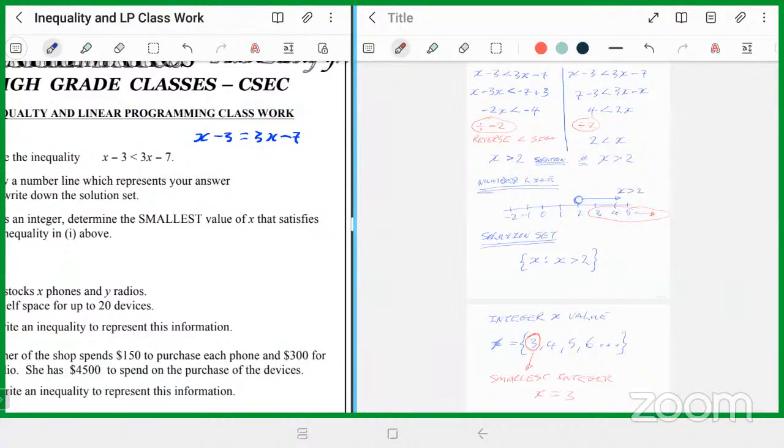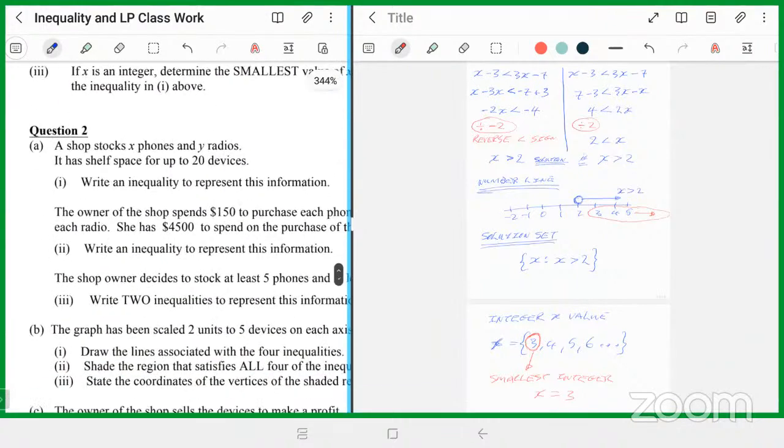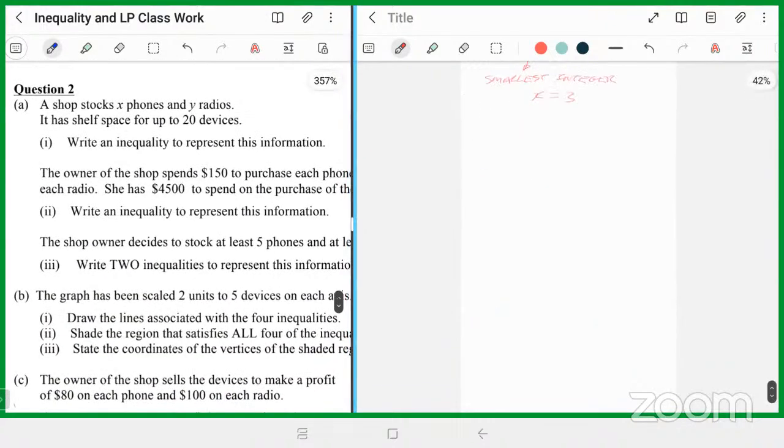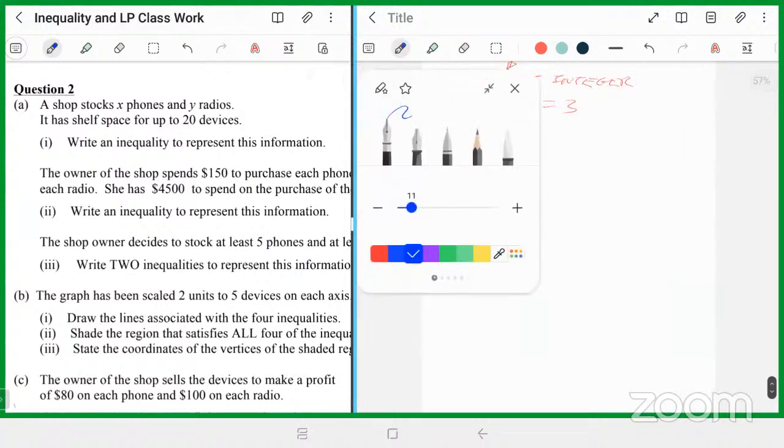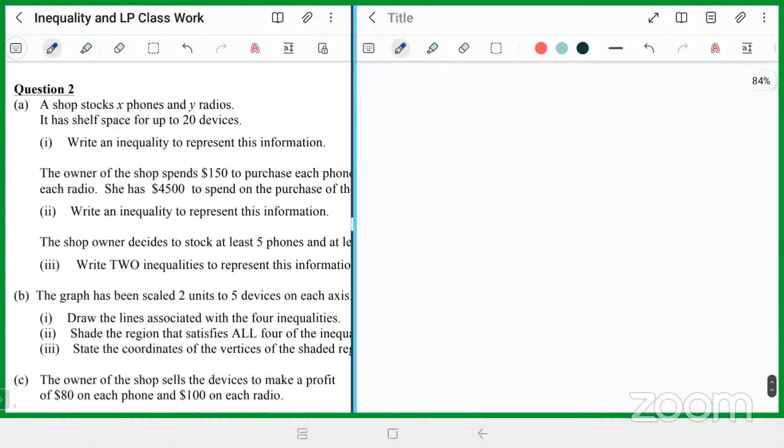Yes, sir. All right. Then we'll come to this now, this inequality, linear programming style question. A linear programming question where you're given the conditions usually relates to some business venture where somebody is going into some form of business, usually buying and selling, and they want to know what is the best combination of things to sell in order to maximize their profit or minimize their cost.